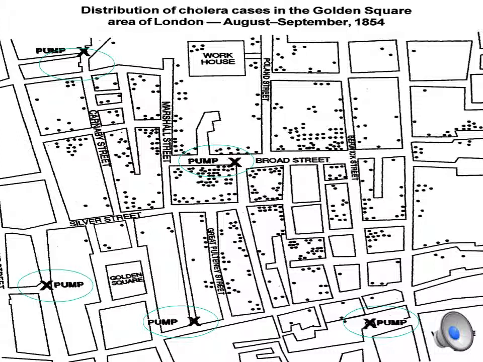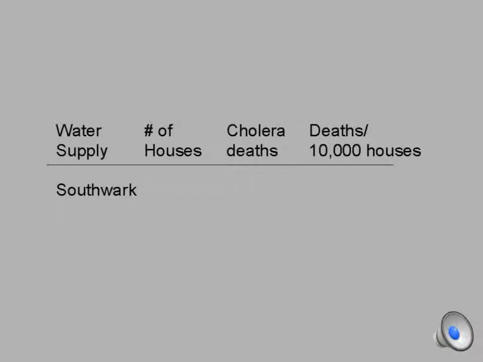hypothesis, allowed him to test the hypothesis that different water companies, which took water from different areas of the Thames, might actually have different rates of cholera that could help explain the differences. And so he used some of the same relationships that we use today. He calculated the deaths per 10,000 houses using water supply from the Southwark Company, which supplied water to the Broad Street pump, the Lambeth Company, and then comparing it to the rest of London.